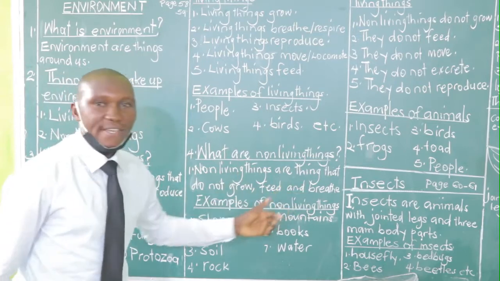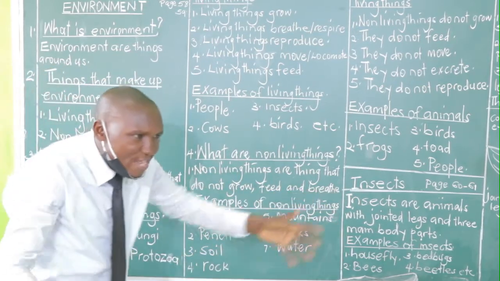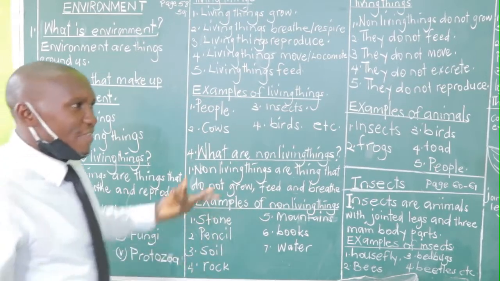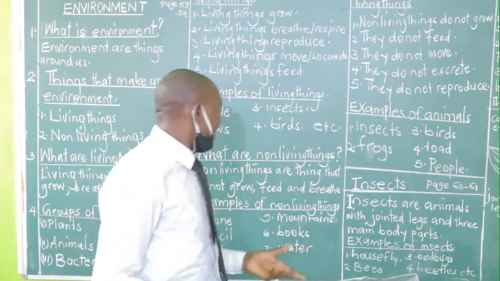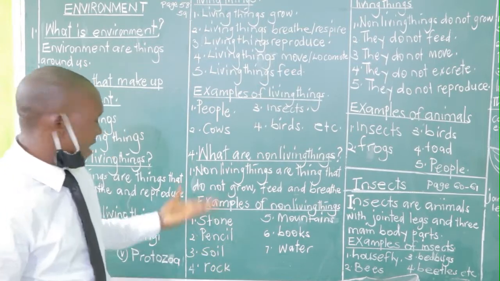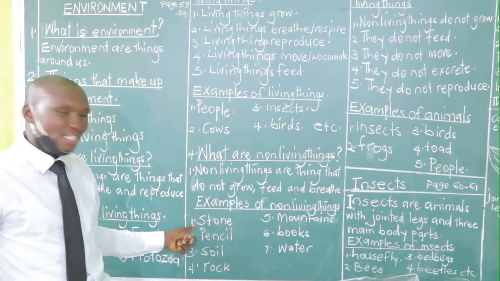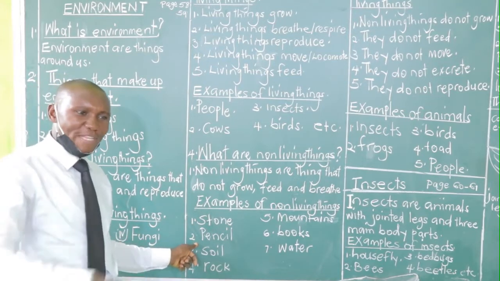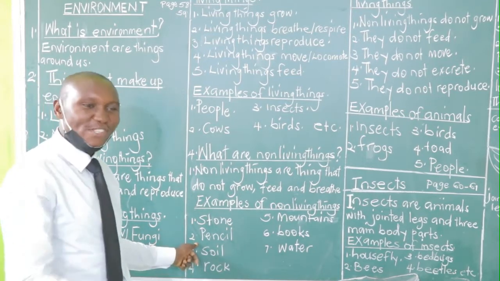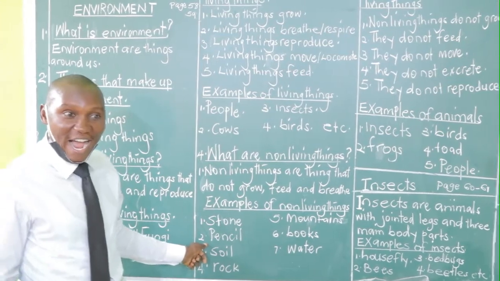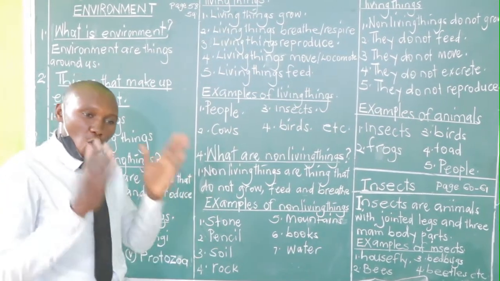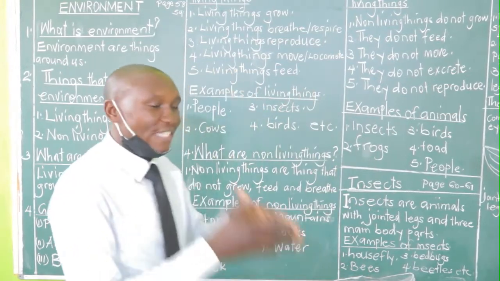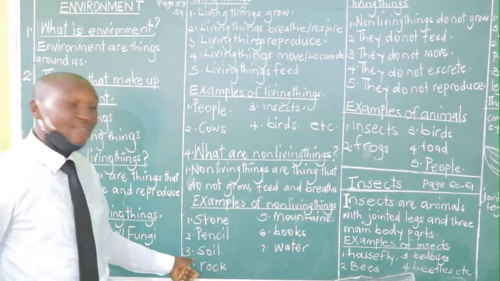Examples of non-living things. Look around you, and first of all, look at those things that do not grow, things that do not feed, things that do not breathe. One, the stone. Two, the pencil. Look at the pencil you are handling now, or that is in your set. Can it grow? When it fits properly in your set, it will remain fitting there because it does not grow. Two, we have soil.